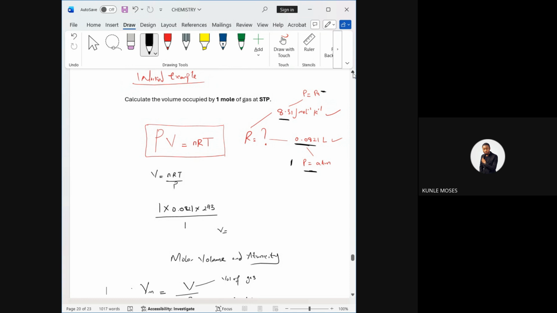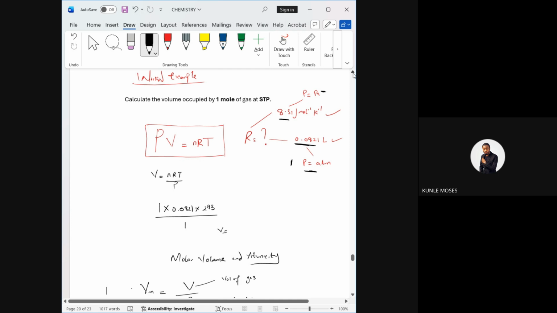Now let's assume the question says calculate the volume occupied by 2 moles of a gas at standard temperature and pressure. Who will tell me the answer? Exactly, 44.8. Even without calculating, since you know that 1 mole of a gas at STP is 22.4, definitely the volume occupied by 2 moles of a gas at standard temperature and pressure is 44.8.